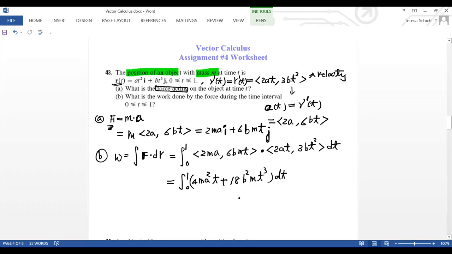Now b, m, and a are all constants. So after you integrate, this will be 2ma² plus 9/2 mb². So this is how much work has been done by this force field, okay?